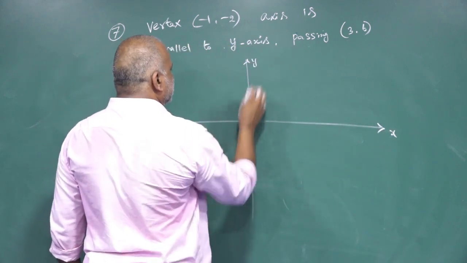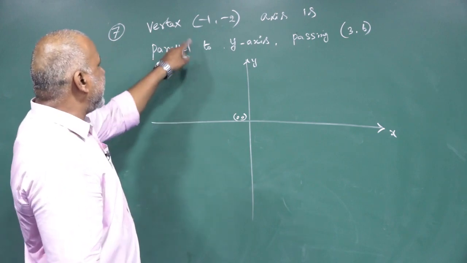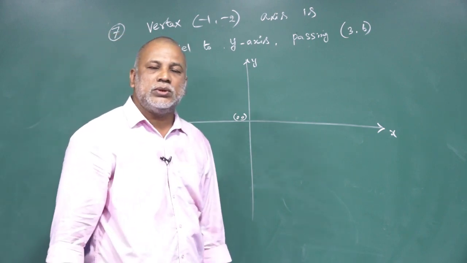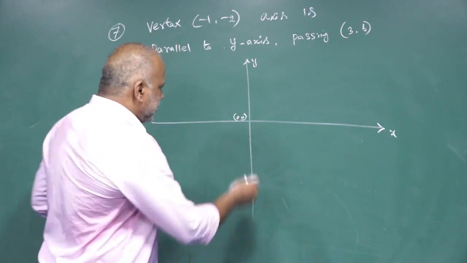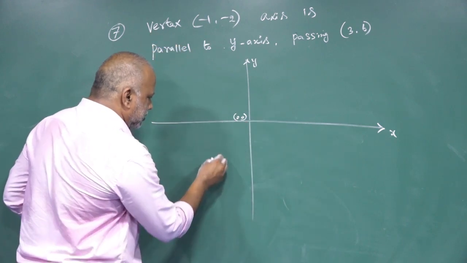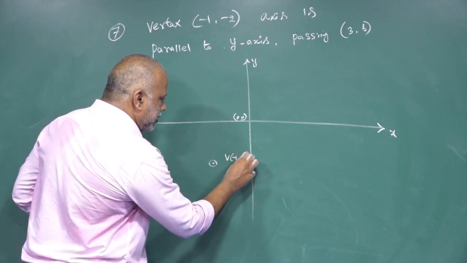X-axis, y-axis, there must be an origin. First you have to draw this. Then the vertex is (-1, -2). (-1, -2) lies in the 3rd quadrant. See, -1, -2. This is the vertex (-1, -2).